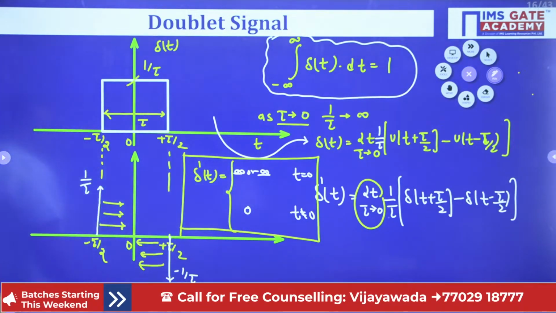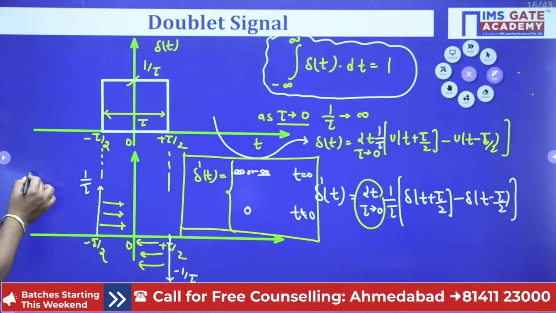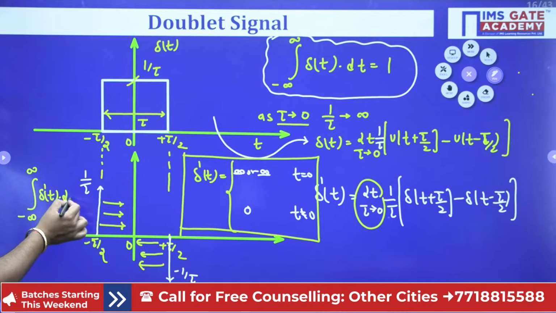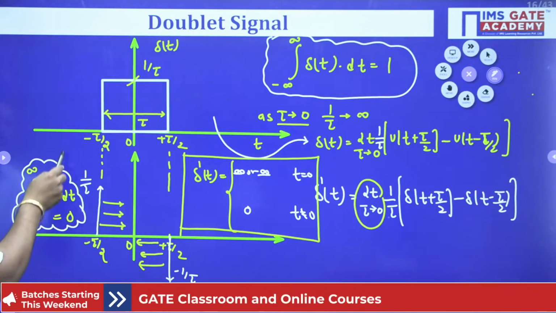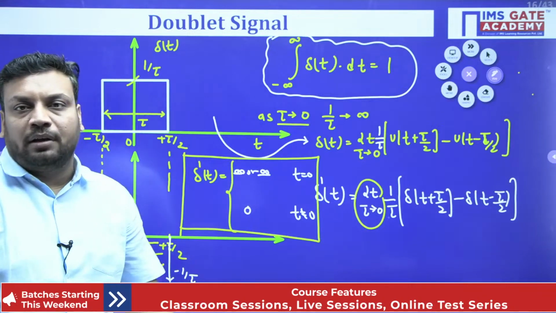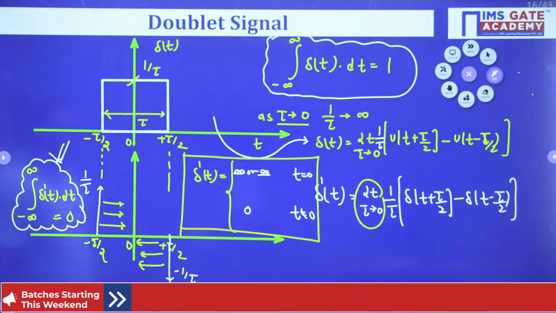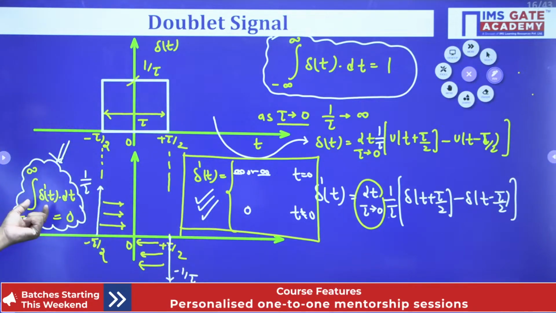But one thing we can be sure of is that the area of the doublet signal is always equal to 0, because the positive area compensates the negative area. This is again an important property: the doublet signal has area 0, because the positive and negative areas compensate. So the answer will be 0 only. As far as the doublet signal is concerned, it is represented by this box as well as this property.